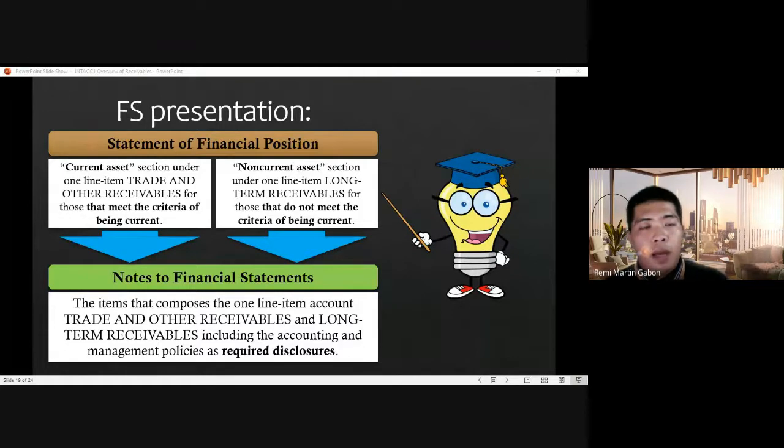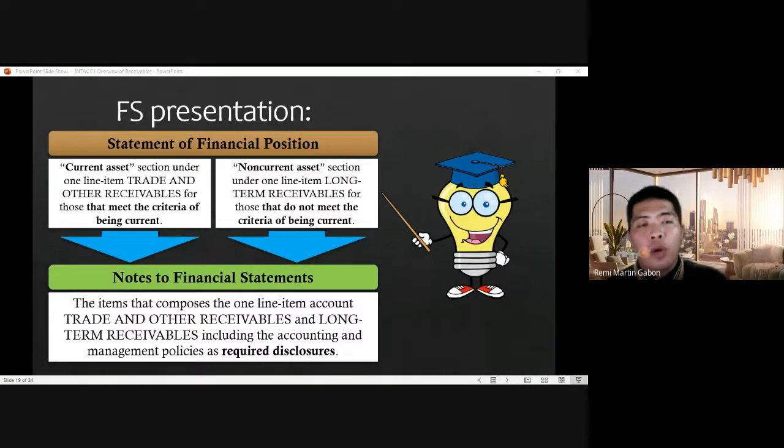If it does not meet being current, meaning residual definition na, then we can consider it as non-current, but the account title will be long-term receivables. Long-term receivables. Again, they do not meet the criteria of being current. But regardless, what will be presented to notes to financial statement are the items that compose those accounts.